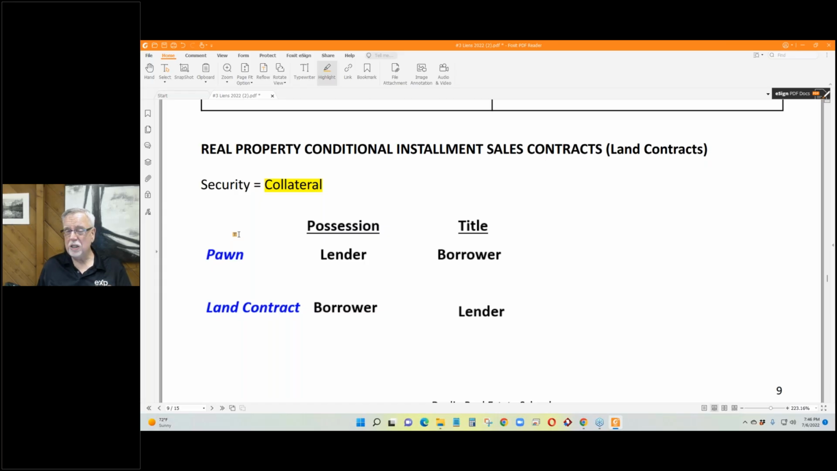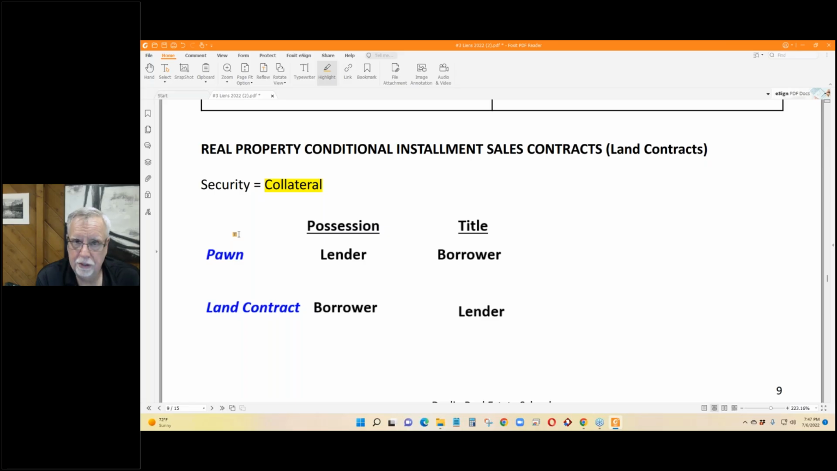So possession of the item that is being used as security is in the hands of the lender. But it's still my watch. At that moment, the pawnbroker isn't allowed to wear the watch. It's my watch. But the pawnbroker has possession of it, just so I don't forget to pay him back the $500.